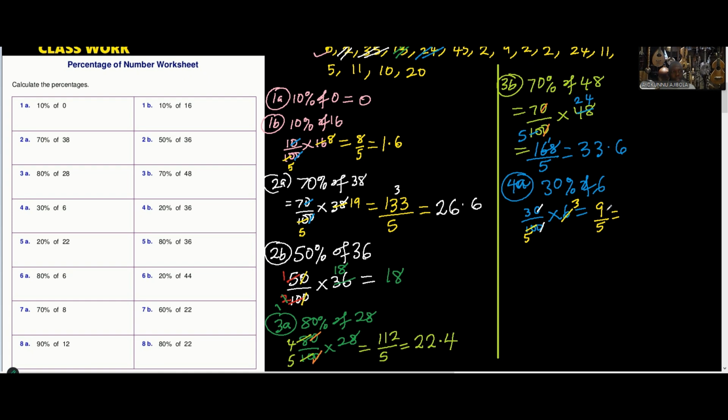So how many 5s in 9? That's 1. Then you put a point. Remainder 4. How many 5s in 40? That's 8. Is that clear, Israel? Yes. Then 4B.